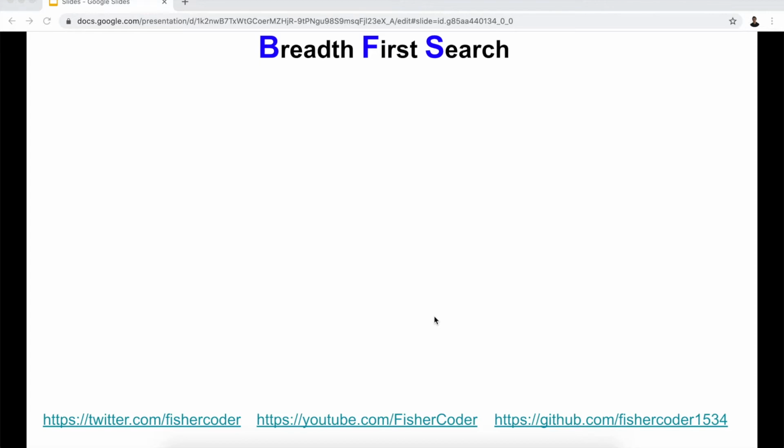Given a graph, we'll call it G, with V vertices and E edges, and a distinguished source, we'll call it B. This breadth-first search will systematically explore the edges of G to discover every vertex that is reachable from this starting vertex B, and it computes the distance with the smallest number of edges from B to each reachable vertex. It also produces a breadth-first tree with root B that contains all reachable vertices.